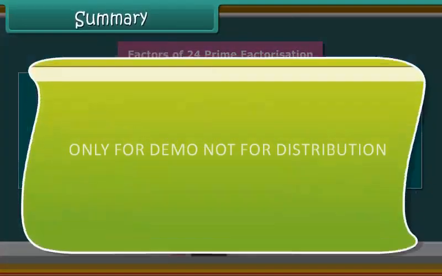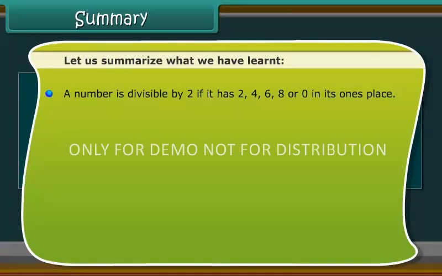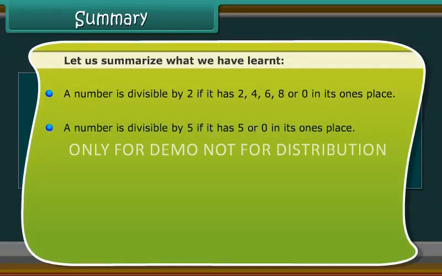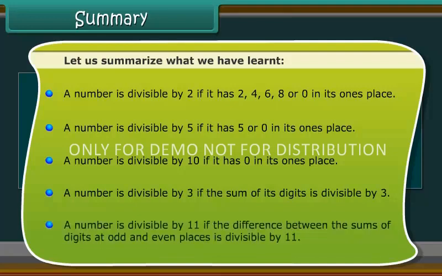Summary. Let us summarize what we have learned. A number is divisible by 2 if it has 2, 4, 6, 8 or 0 in its ones place. A number is divisible by 5 if it has 5 or 0 in its ones place. A number is divisible by 10 if it has 0 in its ones place. A number is divisible by 3 if the sum of its digits is divisible by 3. A number is divisible by 11 if the difference between the sums of digits at odd and even places is divisible by 11.